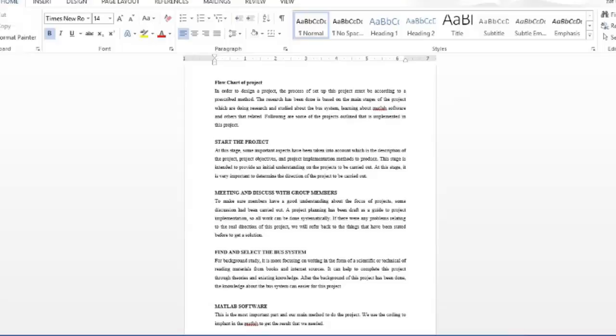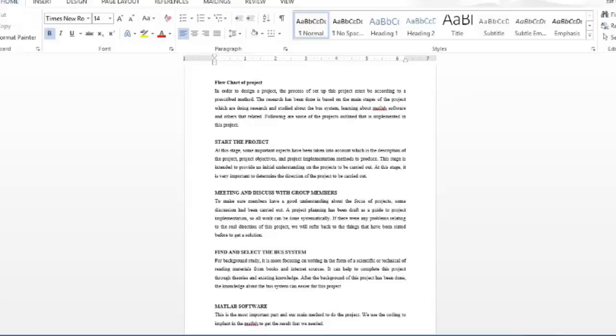In order to design a project, the process of setting up this project must follow a prescribed method. The research done is based on the main stages of the project, which are doing research and study about the bus system, learning about MATLAB software and other related topics. Following are some of the project outlines that are implemented in this project.